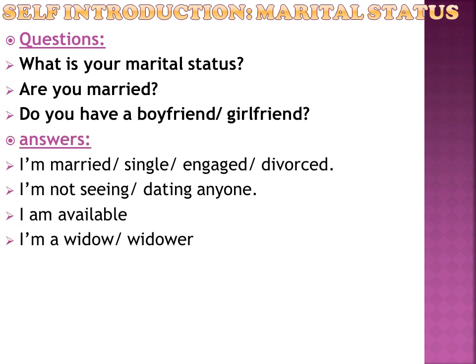Answers. I am married. I am single. I am engaged. I am divorced. I am not seeing or dating anyone. So I am free. Dating means I am not seeing anyone. I am available. So I have no relationship. I am a widow or widower.